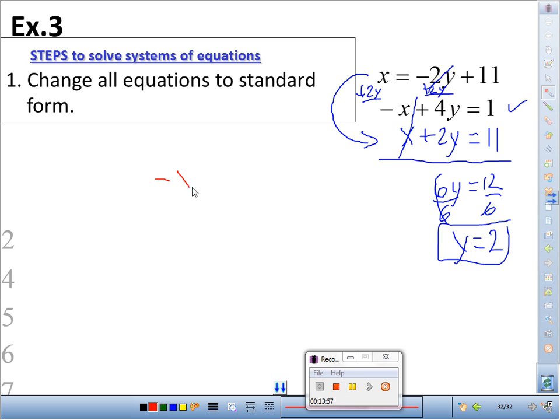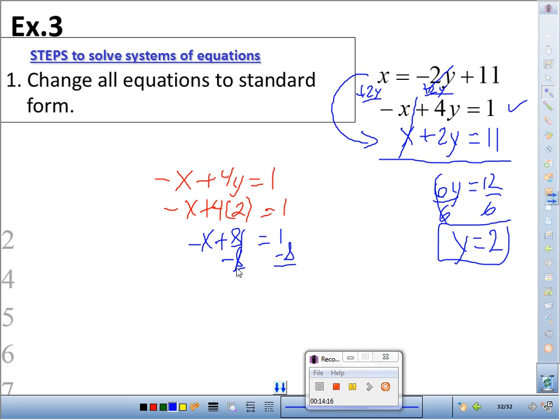First one, negative x plus 4y equals 1. But instead of y, we're going to substitute in there what value? 2. Bring everything else down. So let's see. This is 8 plus negative x equals 1 minus 8 minus 8. Negative x equals negative 7. So far so good? What's my last step? What's the coefficient here? Negative 1, so we divide by negative 1, divide by negative 1. x equals 7. So my solution is 7, 2.